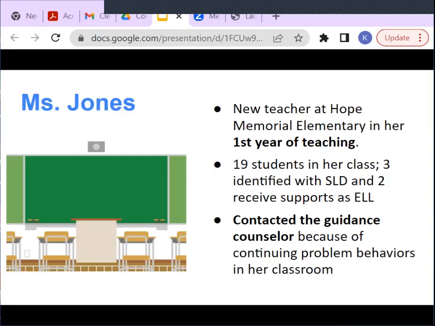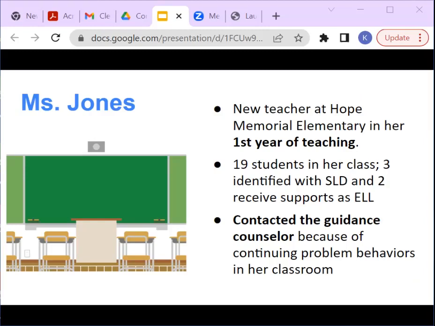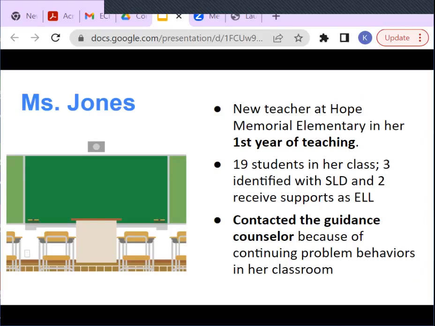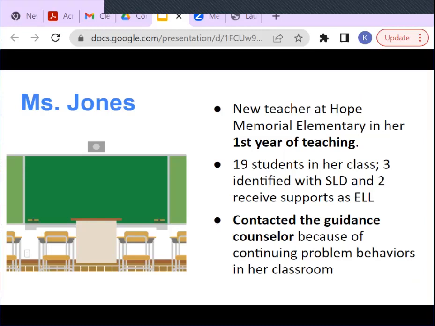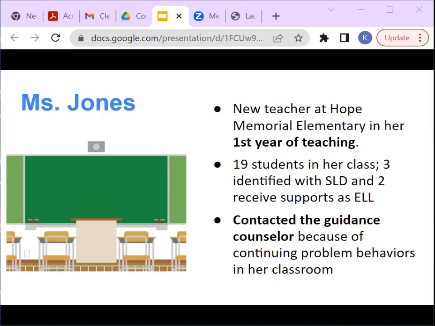This scenario involves Mrs. Jones, and she's a new teacher at Hope Memorial Elementary School. This school uses an MTSS framework, and it is a positive behavior interventions and supports school. It has school-wide expectations: be responsible, be respectful, and be safe. And those are school-wide. Ms. Jones was also in her first year of teaching, so that's an important aspect of the scenario here.